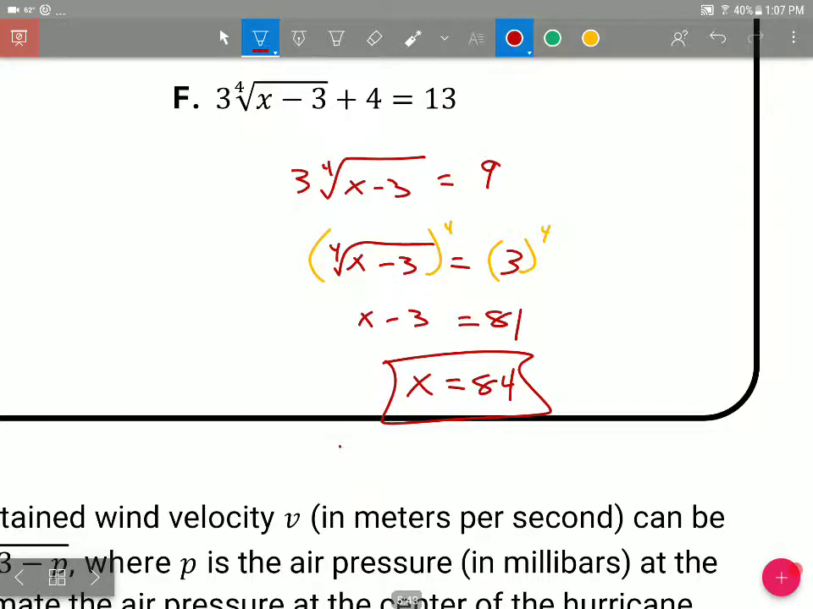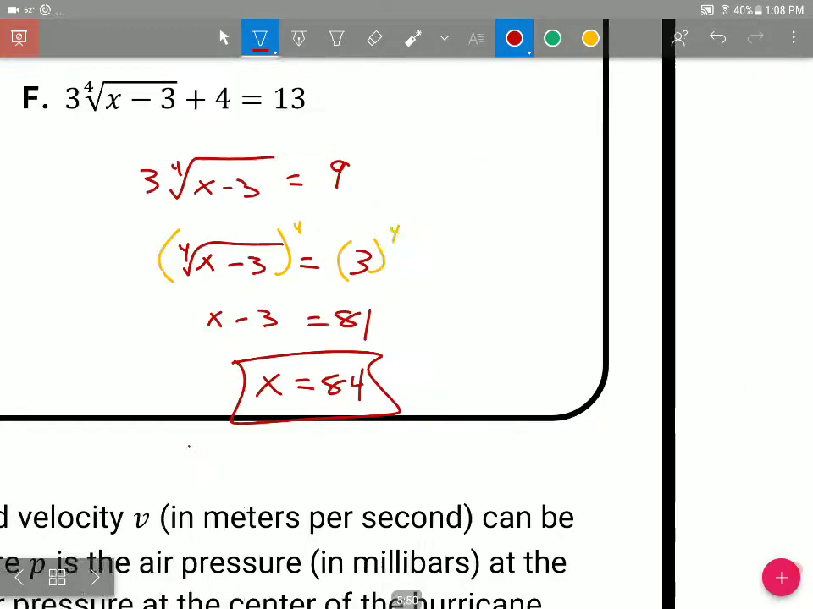Cool? Sure. All right, we'll keep rolling. All right, next page, let's keep rolling.